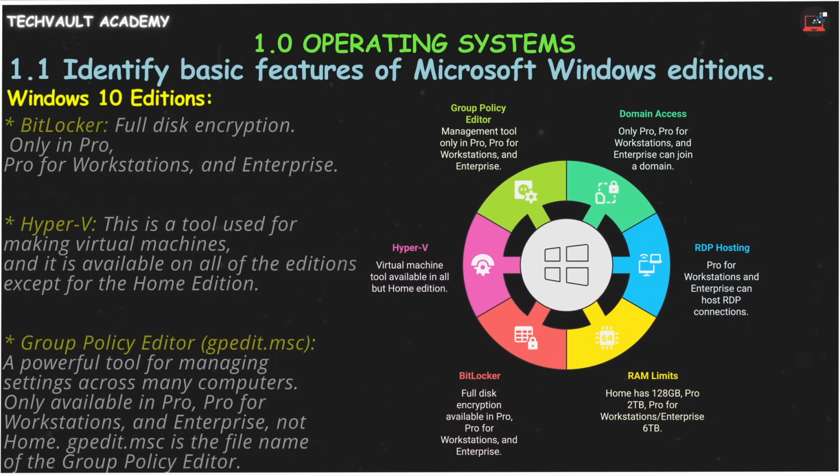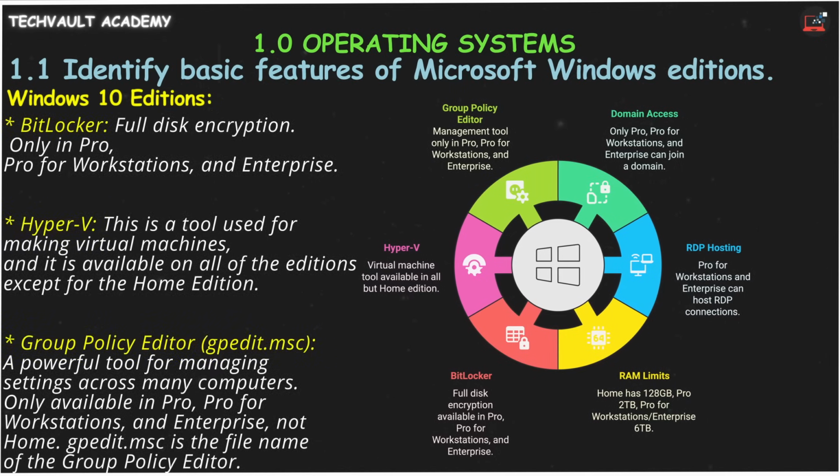BitLocker, full disk encryption, only in Pro, Pro for Workstations and Enterprise. Hyper-V, this is a tool used for making virtual machines, and it is available on all of the editions except for the Home edition. Group Policy Editor, gpedit.msc, a powerful tool for managing settings across many computers. Only available in Pro, Pro for Workstations and Enterprise, not Home. gpedit.msc is the file name of the Group Policy Editor.